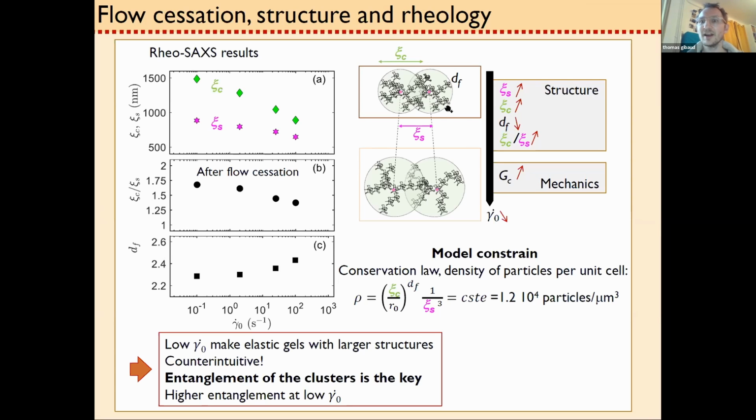So that's the idea. Entanglement is the key here, the interpenetration of the clusters that creates additional elasticity, and that explains that at low shear rate, we create stronger gel.